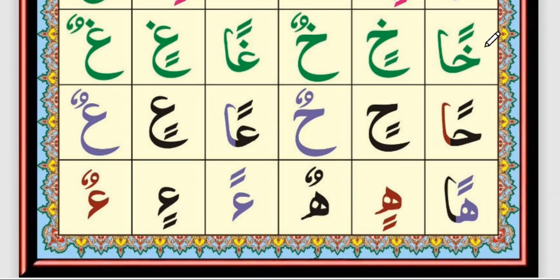So kha and ghain are thick letters and they are pronounced from the first part of our throat. These are called halakiya letters: kha, ghain, ha, ain, ha, hamza. These are halakiya letters and there are six which pronounce from our throat. Ha and ain are from the middle part, ha and hamza from the last part of our throat.